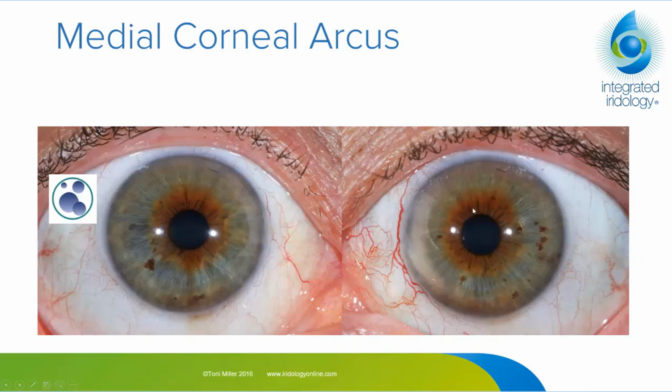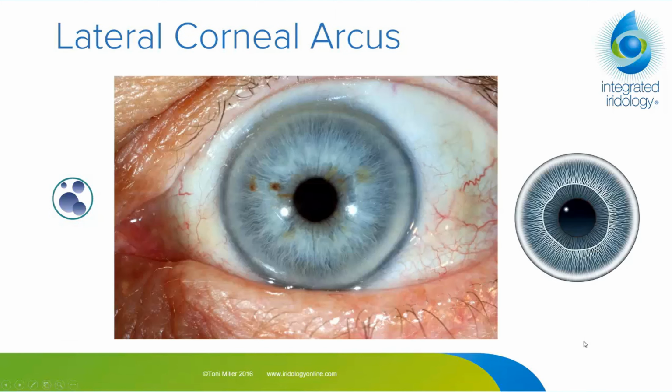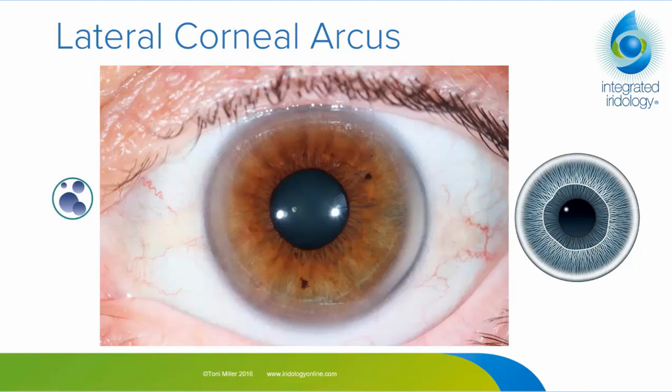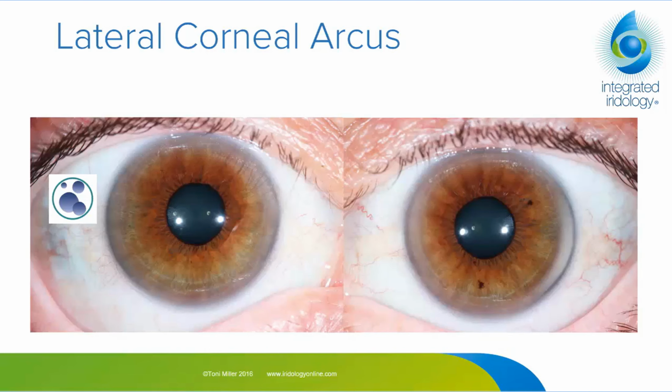Have you noticed that many of them have got significant sclera signs as well? We'll be talking about the sclera in a later module. So we've seen a medial corneal arcus, and now we're looking at a lateral corneal arcus. And again, this person has it in one eye only.